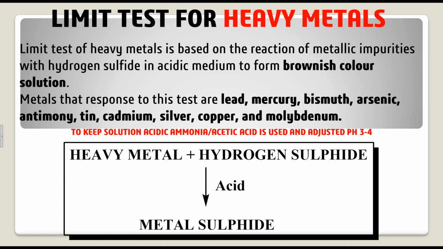Next, limit test of heavy metals. Limit test of heavy metals is based on the reaction of metallic impurities with hydrogen sulfide in acidic medium to form brownish color solution. Metals that respond to the test are lead, mercury, bismuth, arsenic, antimony, tin, cadmium, silver, copper, and molybdenum.